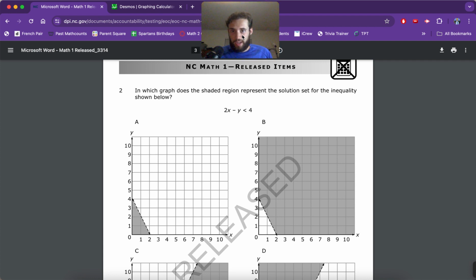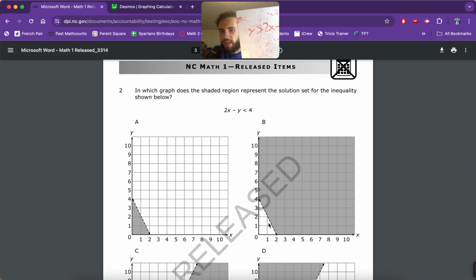Now I always try to trick my kids. I say, if it's greater than, does that mean we shade to the right or to the left? Well, if it's y is greater than, we're not shading to the right or left because y is up and down. So think, are we shading above or below? And if it's greater than something, that means it has to be more than that or above that. So we're shading above the line.